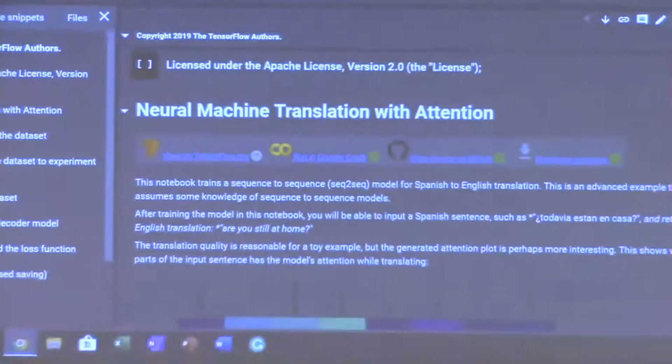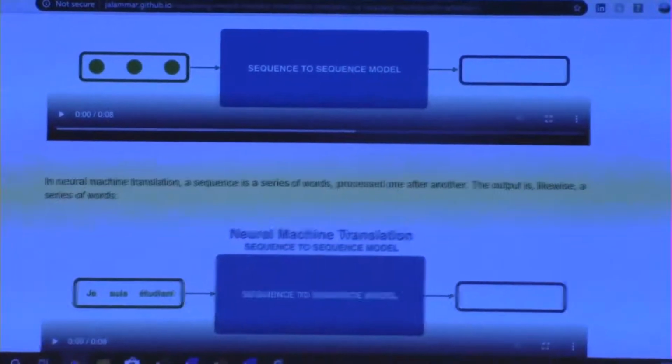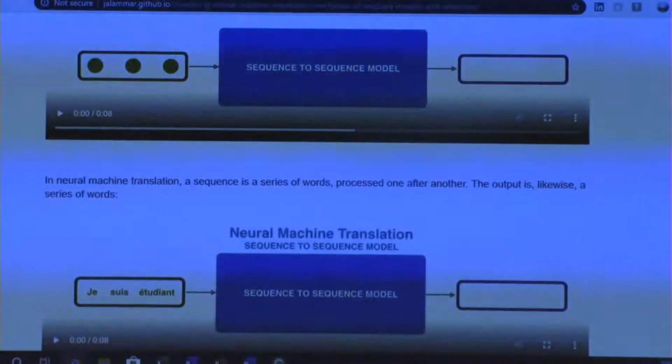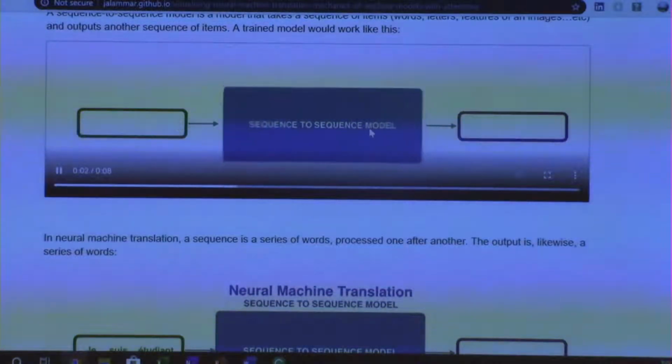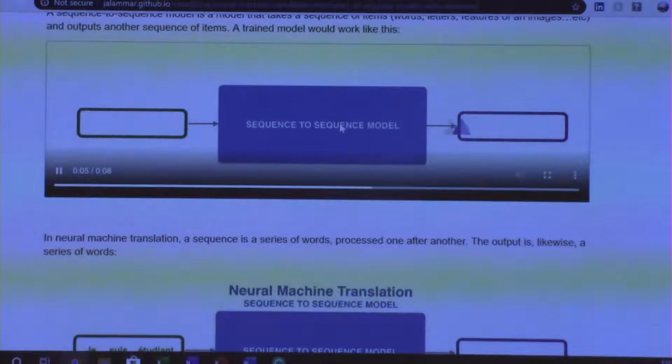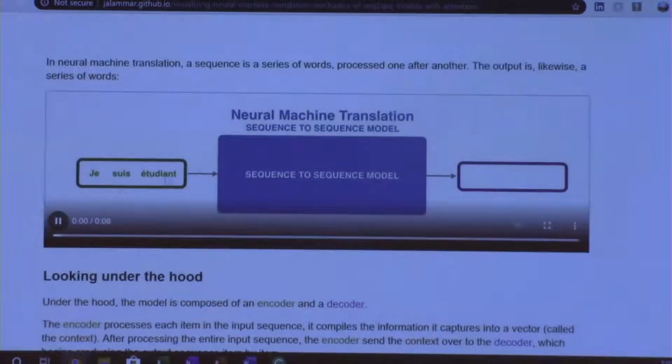Visualizing attention in machine translation. Whatever I drew, this does a lot better. Essentially, this is a sequence-to-sequence model. You have your sequence, it's passed into the hidden state or memory, whatever you want to call it, and that's outputting another sequence. In neural machine translation, it's the same exact thing: the input is passed into the middle, and it's outputting I am a student, which is great.